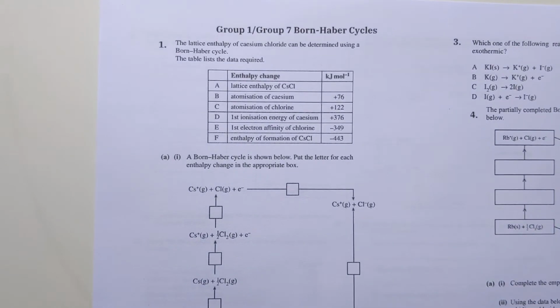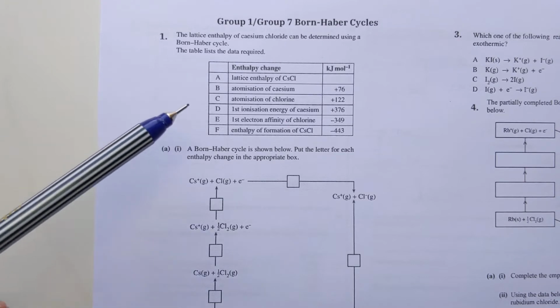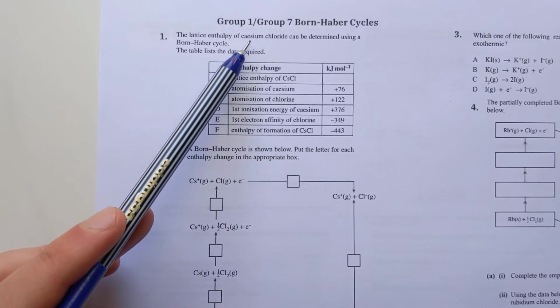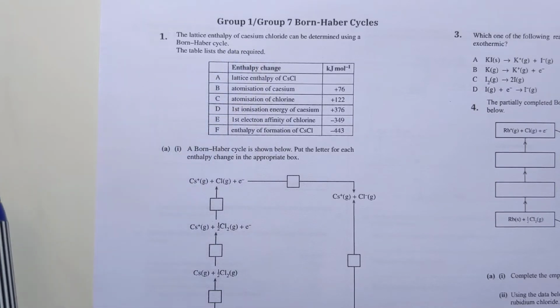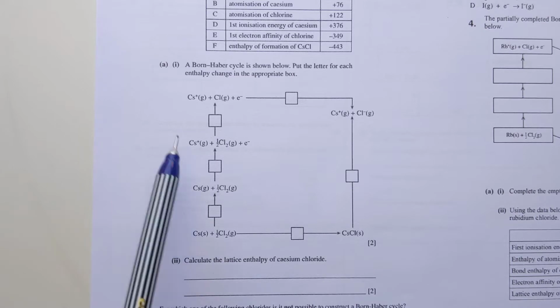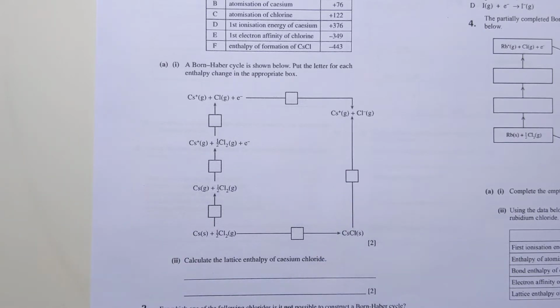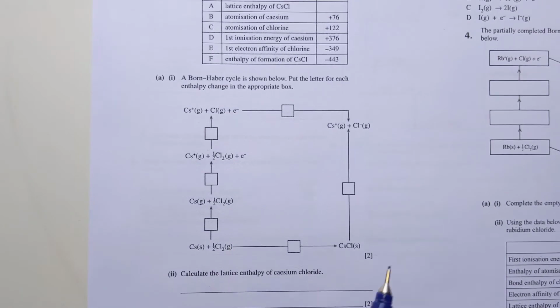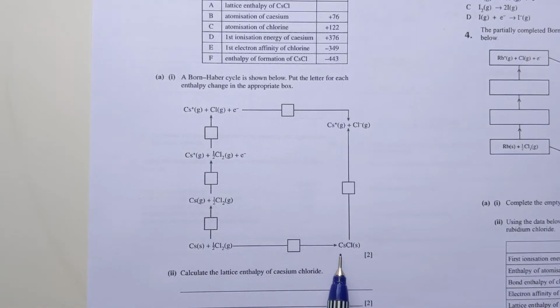So the first question is maybe the most basic style of question. You're given a big table with lots of information about the compound cesium chloride. Remember, cesium is Group 1, so it's not too far from sodium chloride. You're given a partially completed Born-Haber cycle. It gives you all the different stops on the journey. The first part is matching up what energies correspond to which change, and then finally calculating the lattice enthalpy of cesium chloride.